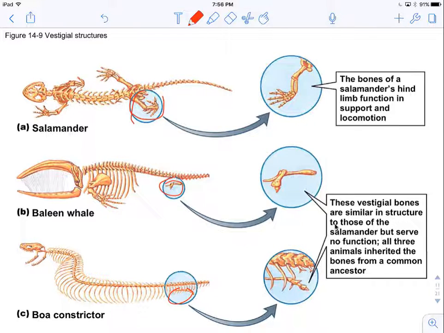They're remnants, evolutionary remnants. Human vestigial structure examples are the tailbone. We don't have a tail anymore. The appendix is a vestigial structure. Okay. So they don't really have a function anymore. They used to have a function in the previous organism.